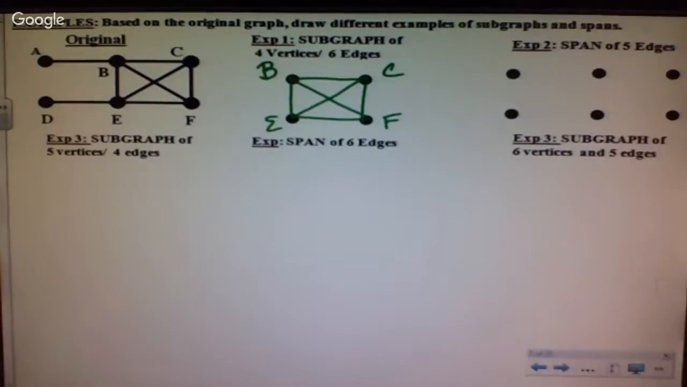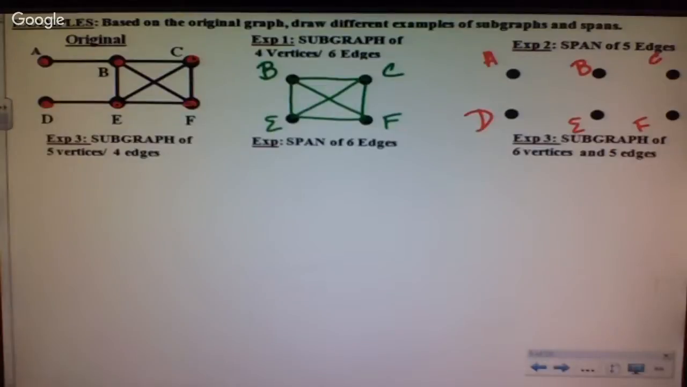Okay, example 2 says I have to have a span. All the span says is I have to have all of the original dots. So I can't lose any of these. If it's a span, I have to have all. So this is A, B, C, D, E, and F. I have to keep them all. I need to now draw 5 lines from my original edges that connect to all 6 of these dots. 5 lines. What do you want to use?